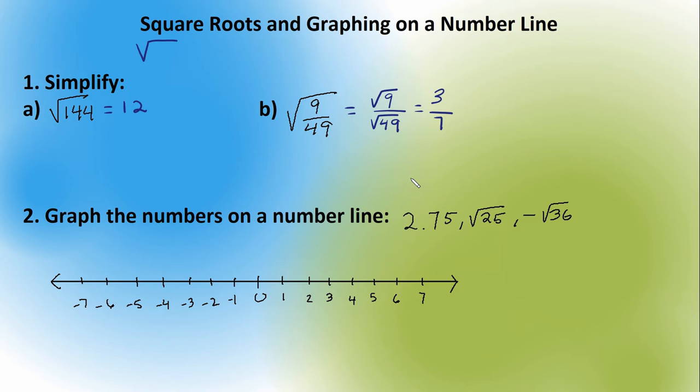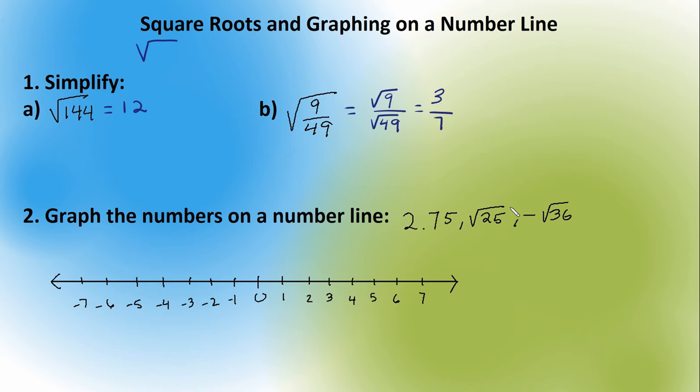Now we're going to use this concept to graph some of these numbers on a number line. When you're asked to graph these numbers on a number line, you need to first start by converting them into decimals or find what their value is. So we're going to start by converting some of these numbers either into decimals or just finding out what their value is. So we have 2.75. That's perfect. We know exactly where that's going to fall.